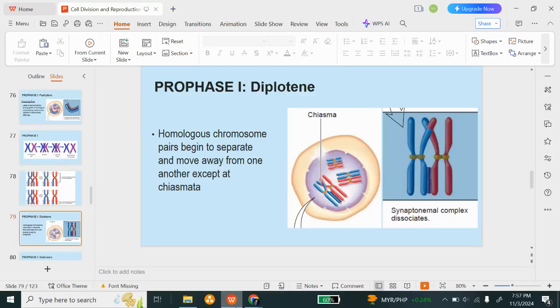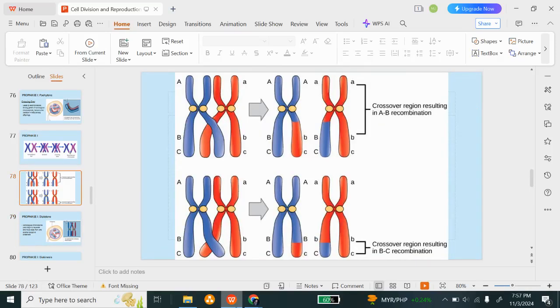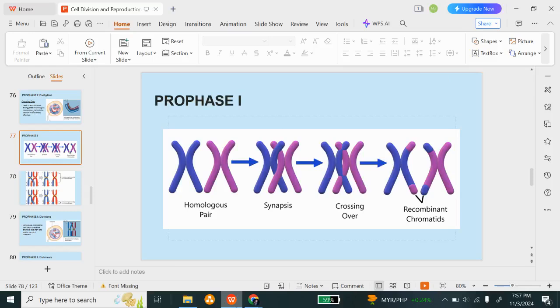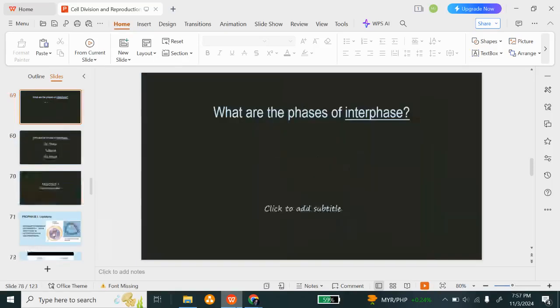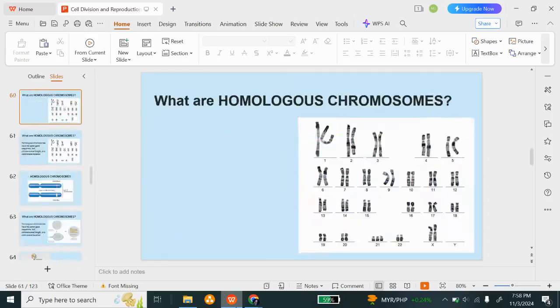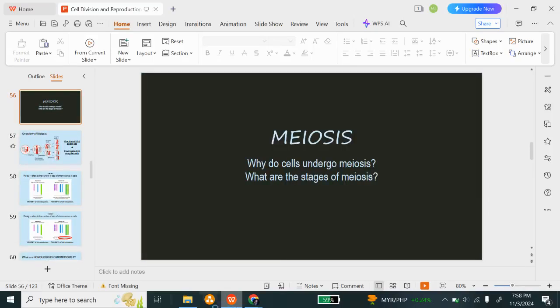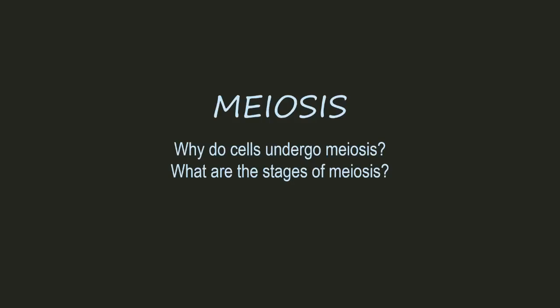We are done with mitosis, so I will discuss meiosis and gametogenesis para matapos na rin tayo with our cell division and reproduction. Let me fix my slides first. So let us proceed with meiosis now, the discussion about meiosis.